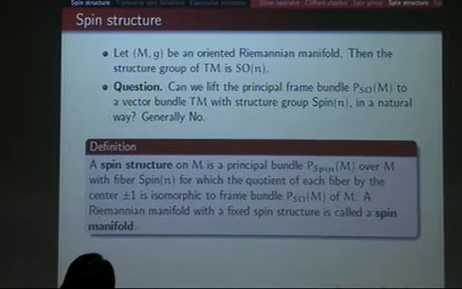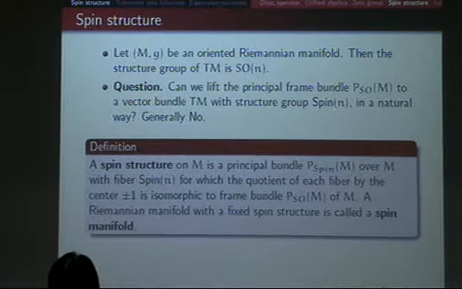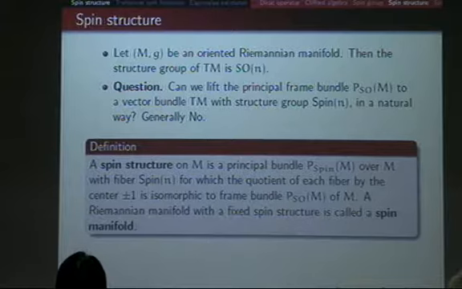Let (M, g) be an oriented Riemannian manifold. Then the structure group of TM is SO(n). So we can ask the question: can we lift the principal frame bundle of the vector bundle TM to the structure group Spin(n)? Because Spin is the double covering of the special orthogonal group. Generally the answer is no. So we can define the spin structure on M.